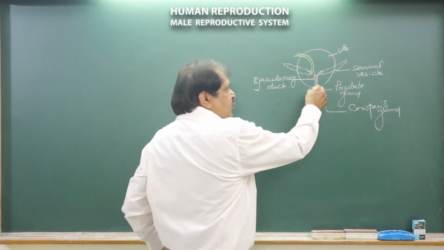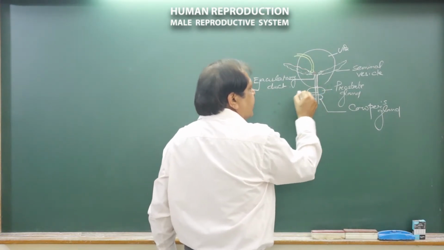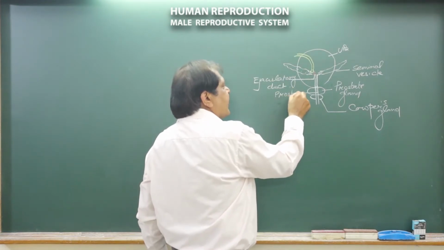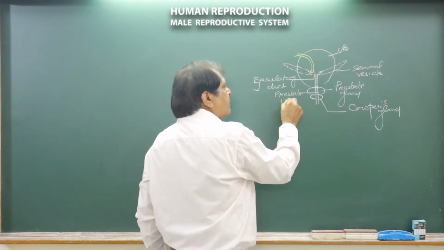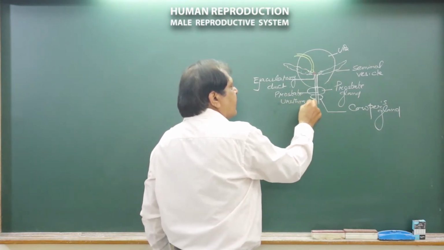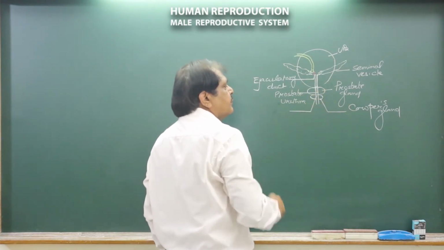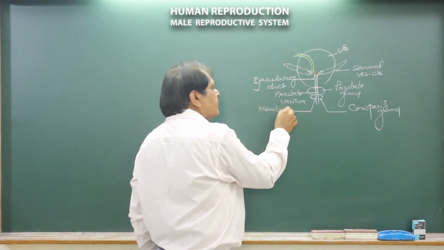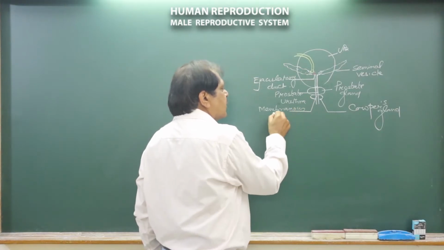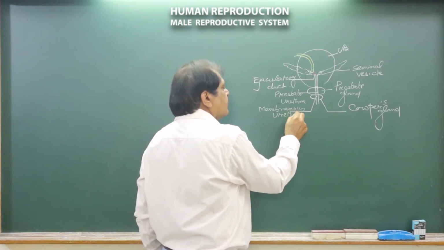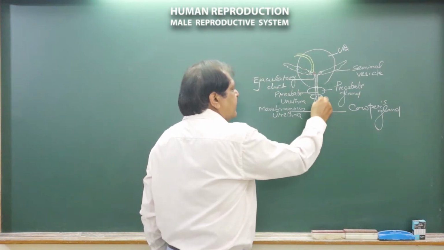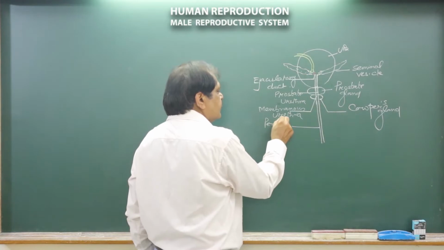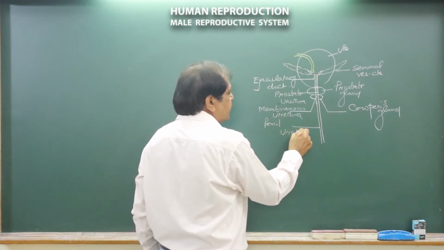And you know this urethra is called prostatic urethra. And this is called membranous urethra. Then there will be penile urethra, which lies in the penis.